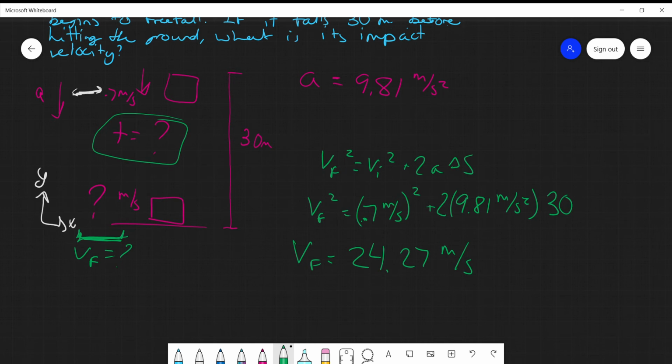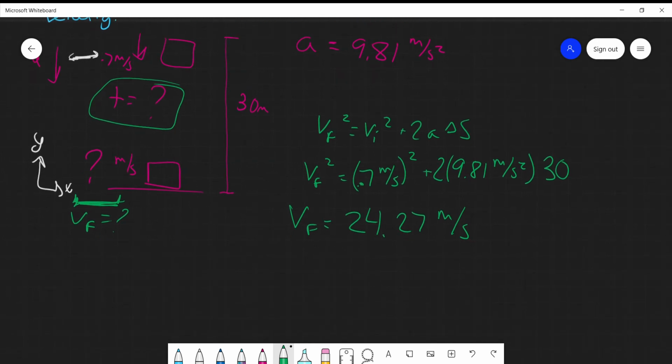So our impact velocity is 24.27 meters per second, which is quite a bit larger than the 0.7 meters per second the elevator was going before it started falling. And it accelerated quite a lot while in free fall. I mean, it accelerated at a constant rate, but acceleration is the change in velocity, so it accelerated really quickly. In 30 meters, it went from 0.7 to 24 meters per second. Crazy.